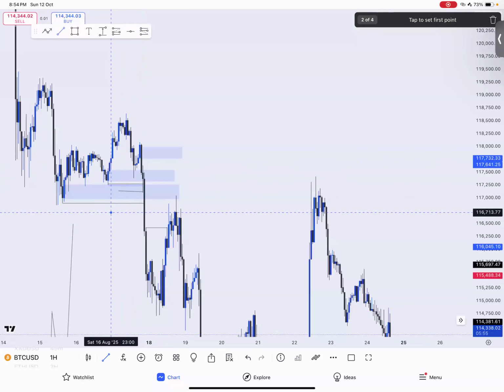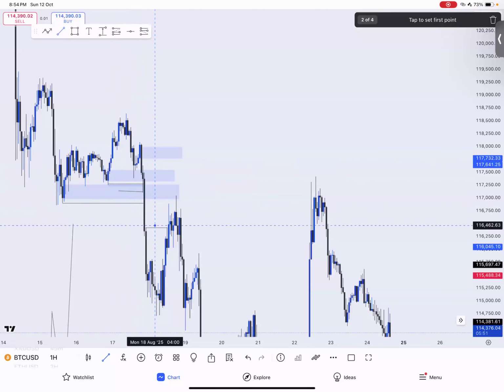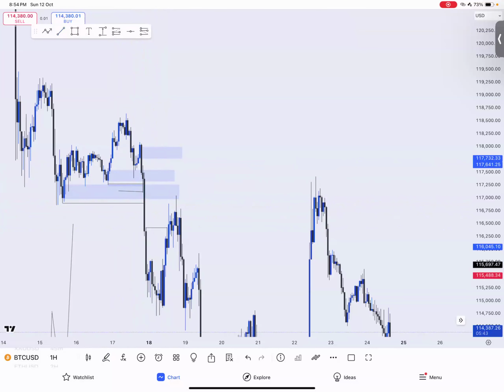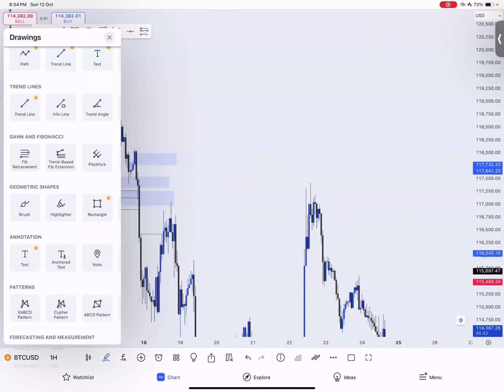Then the final rule says, pick the point of interest closest to where your inducement is. And where's my inducement? Right here. And if you trace up, the point of interest closest to it is this breaker block here. That's why the entry for this trade was from that breaker block right here. Stop loss at where we would have placed was the trade.